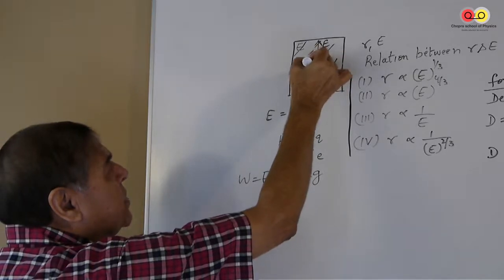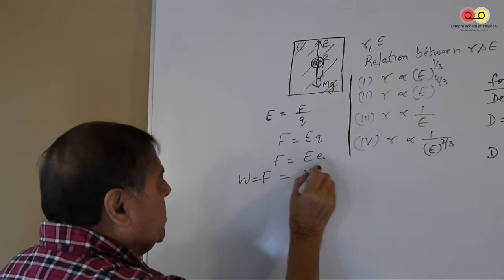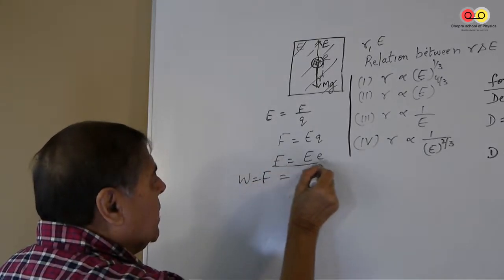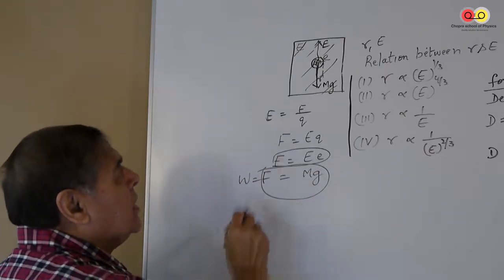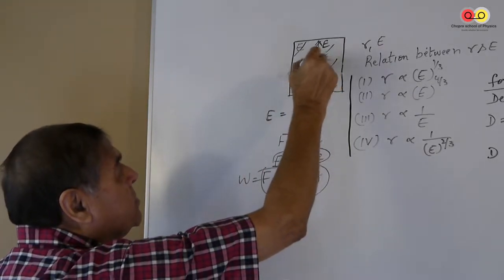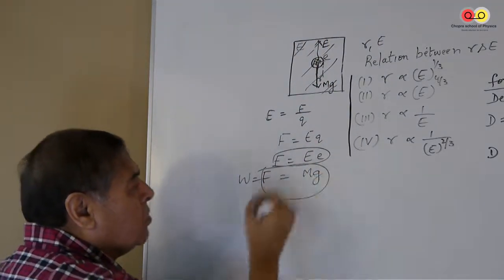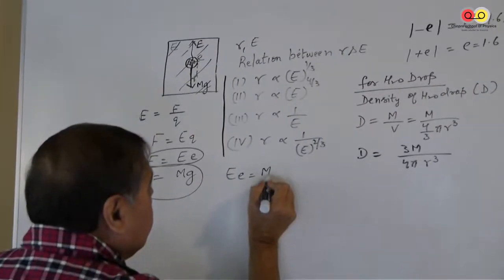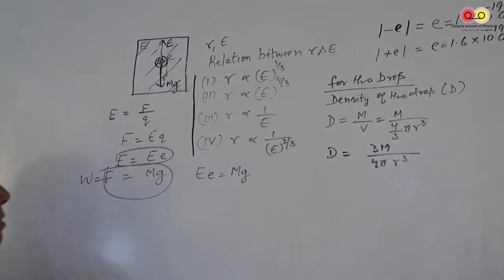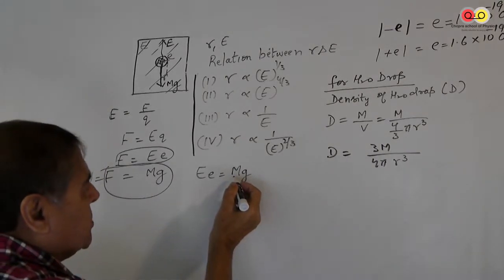It means that the drop is under the action of two forces. One of the forces is EE, and the other force is F equal to mg. Because the drop is in stable condition, not going up or coming down, EE must be equal to mg. So EE equals mg. This is the condition for the stable drop.